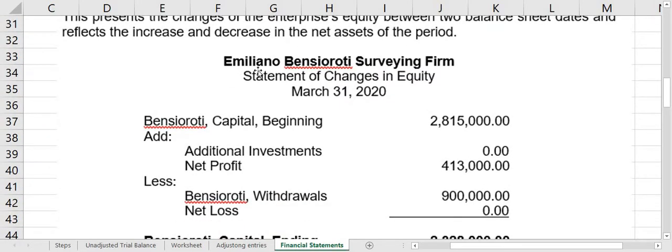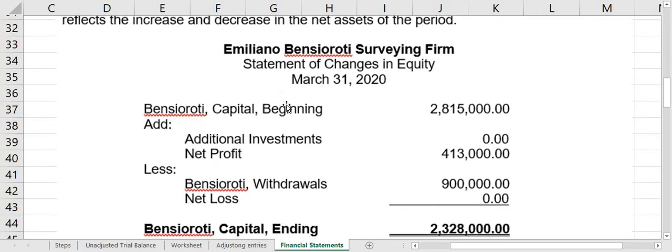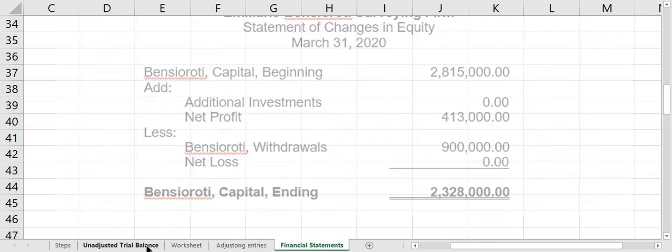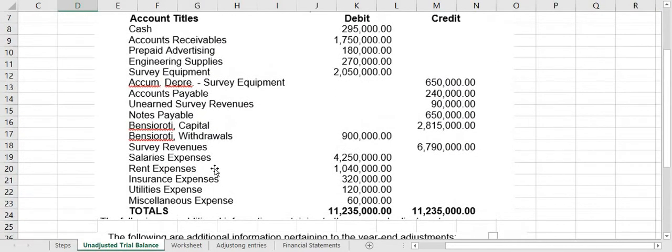In this case, si Emiliano Bensurati is a sole proprietor of the sole proprietorship business, which is the surveying firm. Statement of changes in equity for March 31, 2020. Now, saan kinuha si Bensurati Capital, beginning, which is 2,815,000? So, kinuha natin siya sa ating unadjusted trial balance.